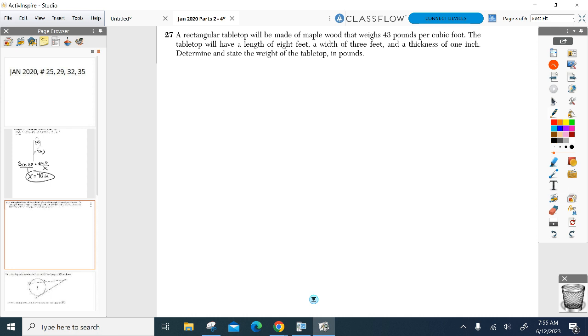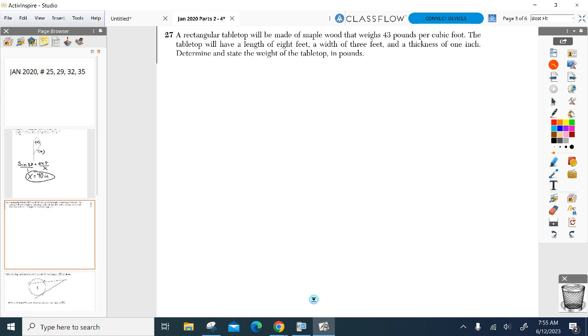What type of problem is this? 43 pounds per cubic foot, and you're looking for the weight of it. It's a density problem, right? And hopefully you guys aren't going nuts here. Better. Are we taking our time here? Anybody see the issue before I even start?